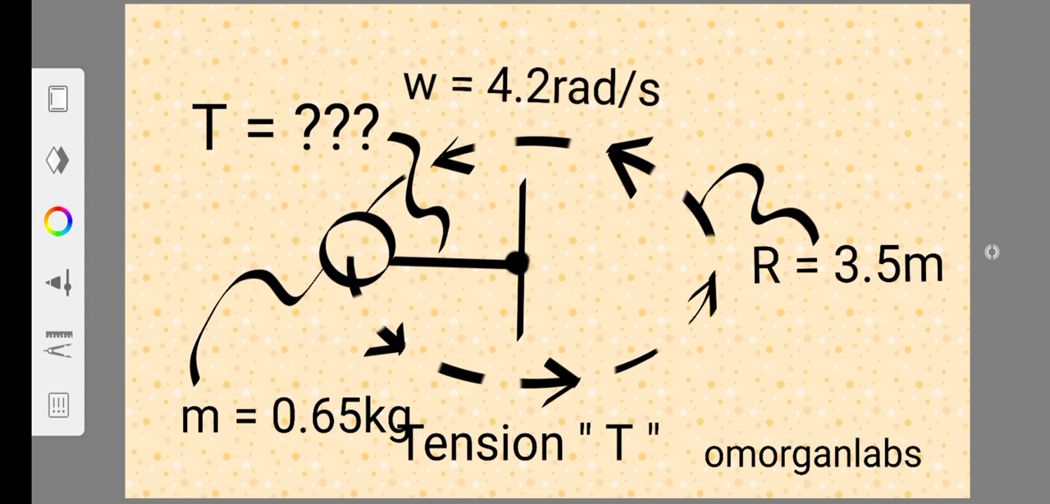So you have a problem like this. You have a mass spinning on a string. Omega is 4.2 radians per second. That's the angular velocity. You have a radius of 3.5 meters. Your mass is 0.65 kilograms. And you want to find the tension T in the string.